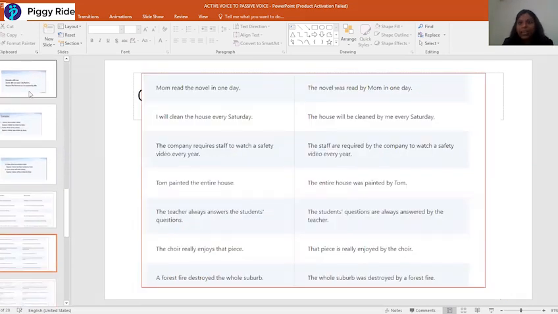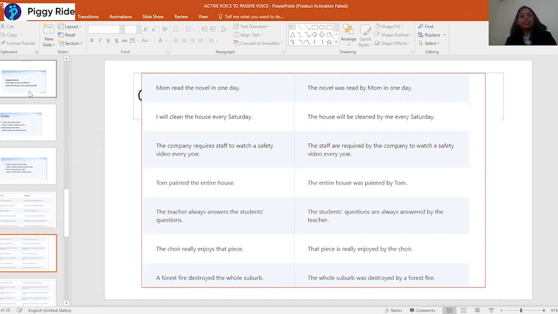Okay. Now again, a few examples. Just have a clear picture. Mom read the novel in one day. The novel was read by mom in one day. I will clean the house every Saturday. The house will be cleaned by me every Saturday. The company requires staff to watch a safety video every year. The staff are required by the company to watch a safety video every year. Tom painted the entire house. The entire house was painted by Tom.